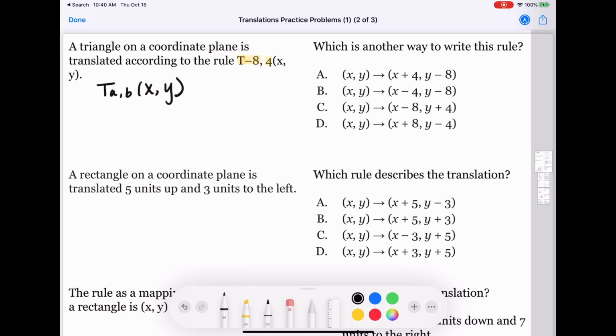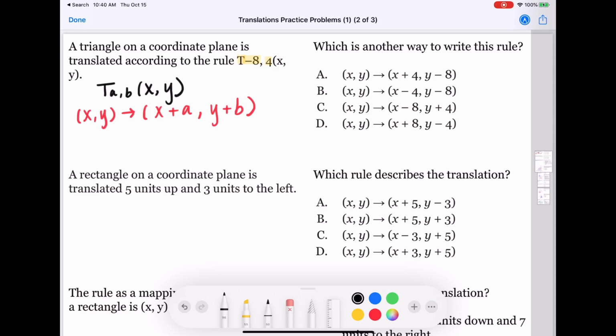Well, we learned that we can represent translations two different ways, using a function rule, which we started with, and a mapping rule. So, we are going to create a mapping rule as another way to write this rule. Let us remember that mapping rules take the form... Now, we can use our function rule to create a mapping rule. How would we do that?